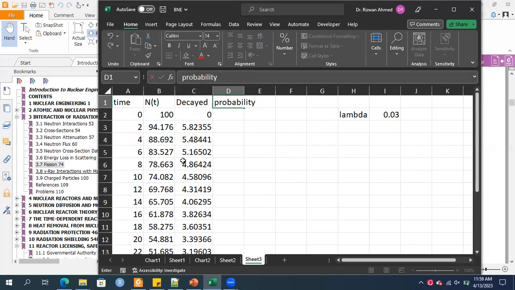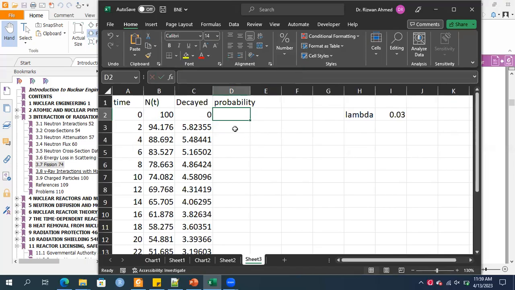Probability of finding decayed nuclides: the number of nuclides decayed divided by the original number present at that time. So that is the probability definition. And also we have taken the time step of 2, so probability should take into account the time value.